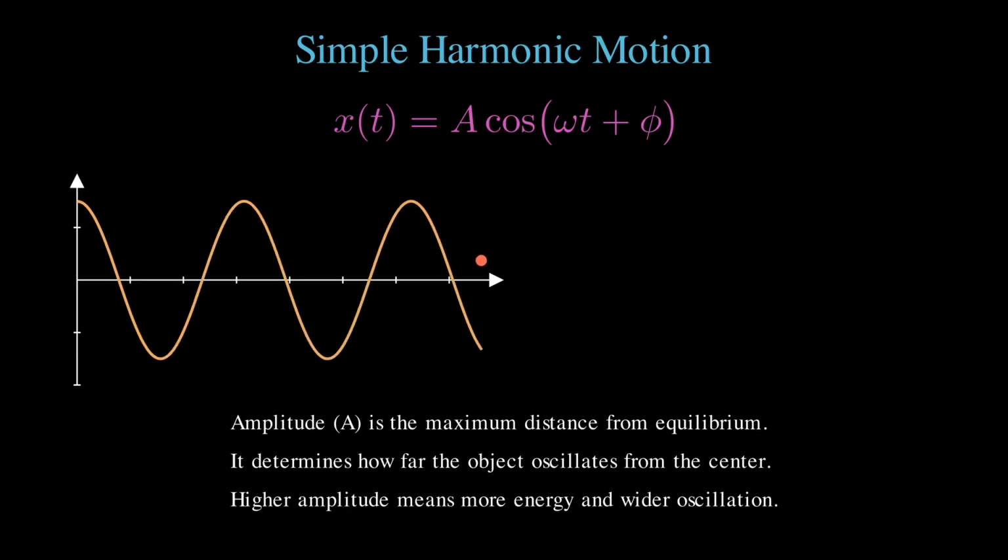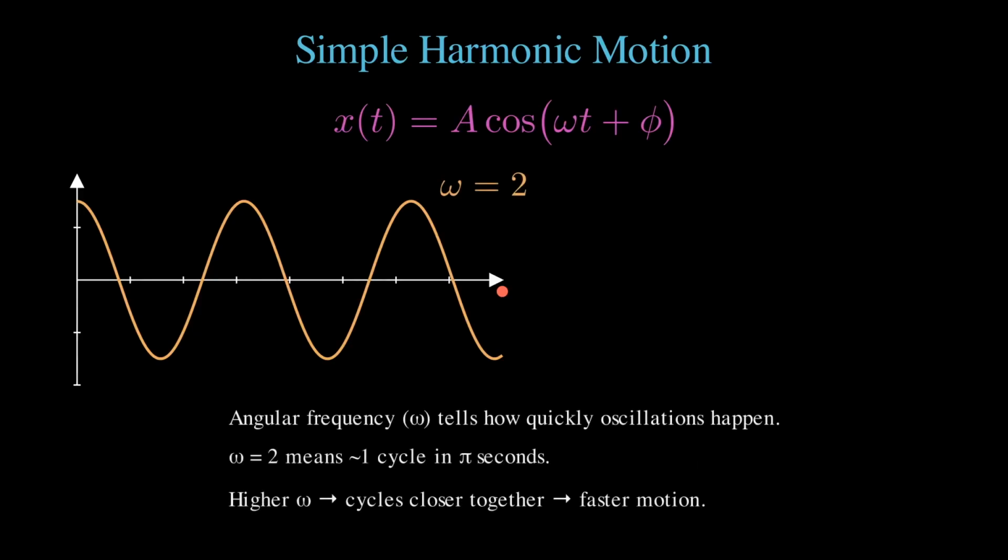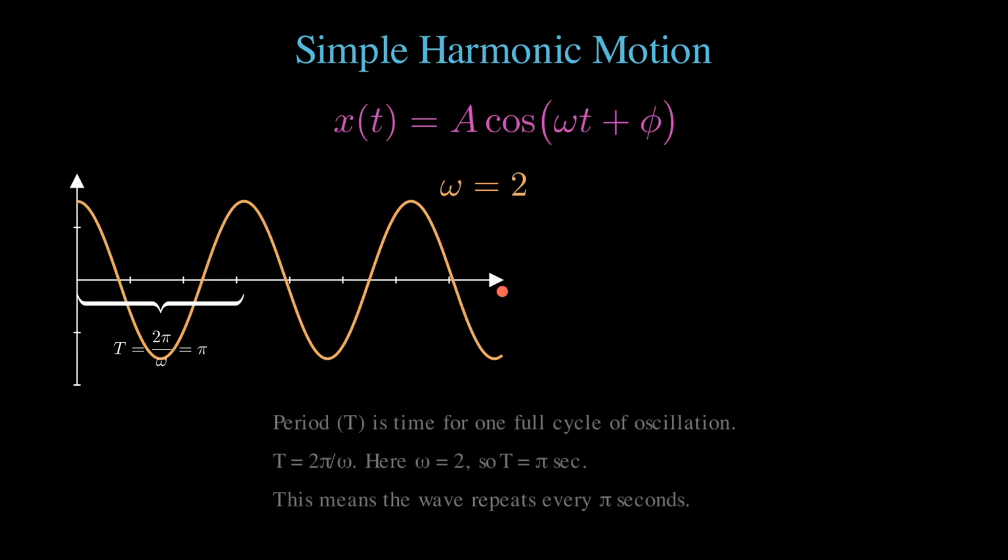Angular frequency, omega, tells how quickly oscillations happen. Omega equals 2 means approximately 1 cycle in pi seconds. Higher omega means cycles are closer together and motion is faster. Period, capital T, is the time for one full cycle of oscillation. T equals 2 pi over omega. Here omega equals 2, so T equals pi seconds. This means the wave repeats every pi seconds.